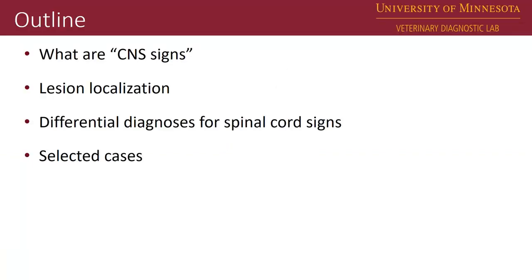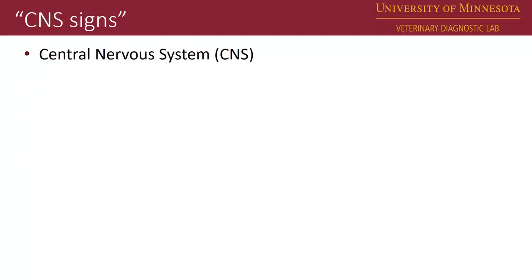So what I'll talk about today is some of the basic background of potentially spinal cord disease. That's what I'm going to interpret as a wobbly hog. So we'll go over what CNS signs are. We'll go through some lesion localization. Sometimes that gets missed on farm, and that can have a big impact on our ability to diagnose disease, as well as differential diagnoses in general for spinal cord signs, clinical signs, and then we'll walk through some selected cases.